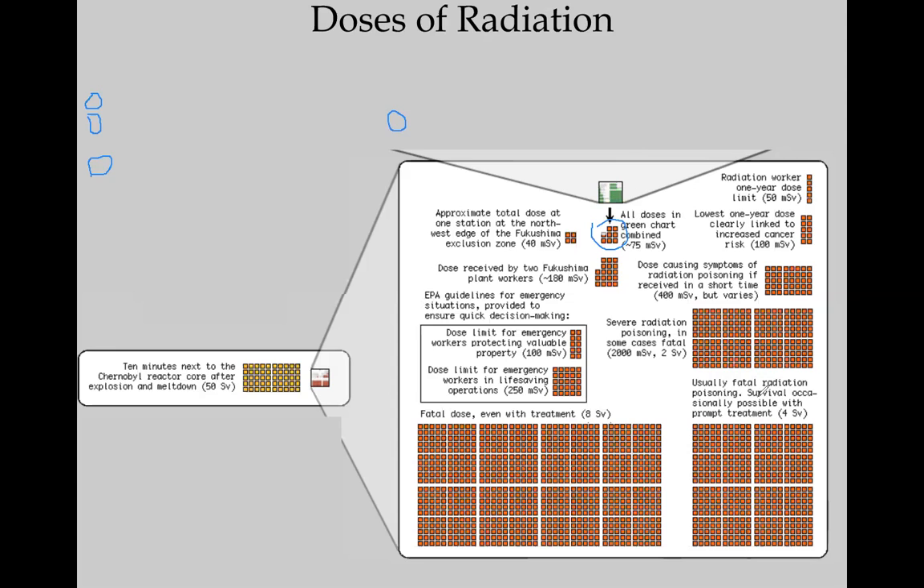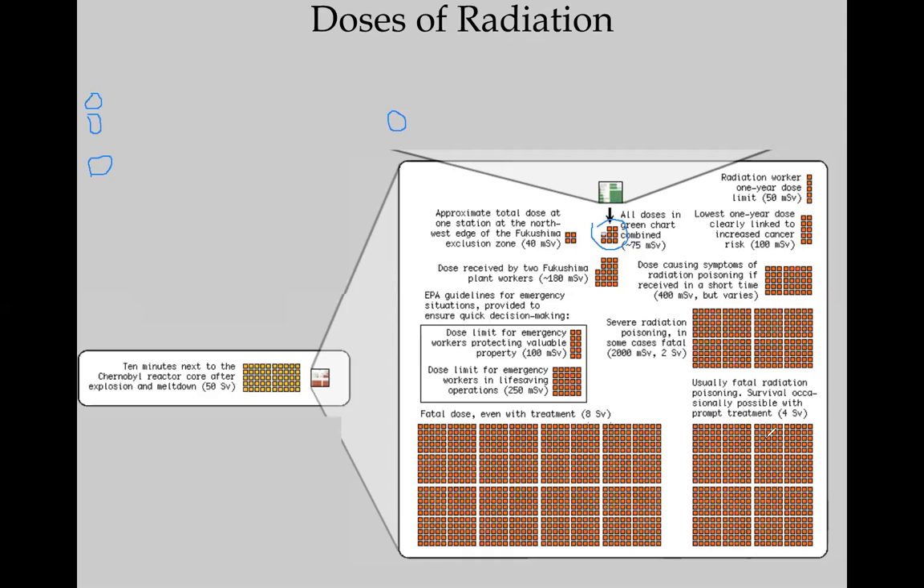Usually fatal radiation poisoning, survival occasionally possible with prompt treatment. So if we have that from 8 to 4 sieverts, we still are probably going to die. Okay, chances are. If you want to just get a dose of symptoms like nausea and vomiting and diarrhea, then 400 millisieverts is what you want to go for. Okay. And if you want to get severe radiation poisoning, but mostly not fatal, then I would not go past 2 sieverts if I were you.